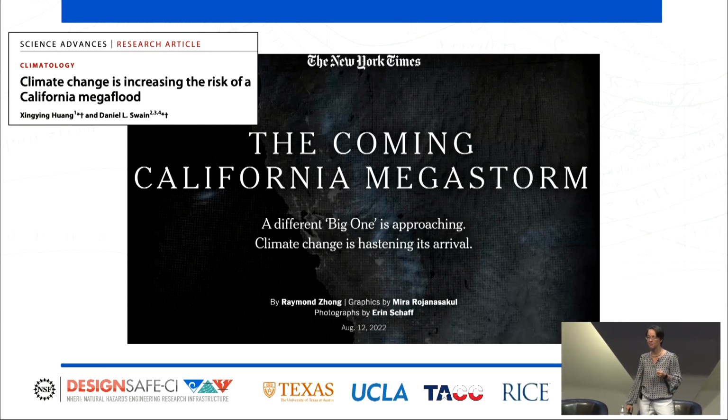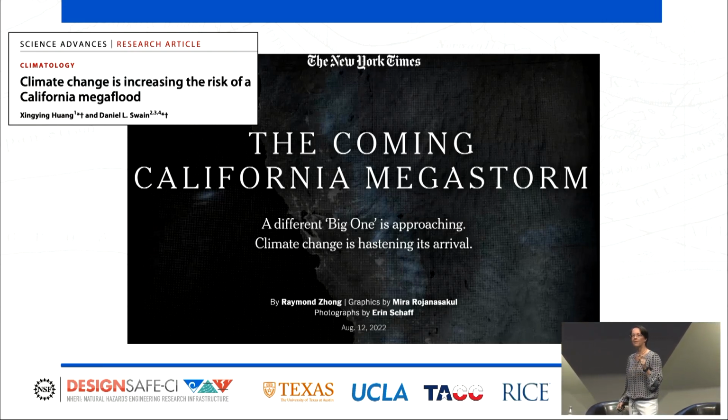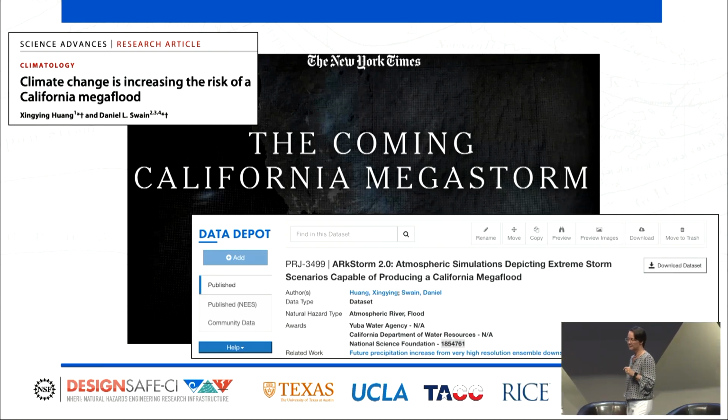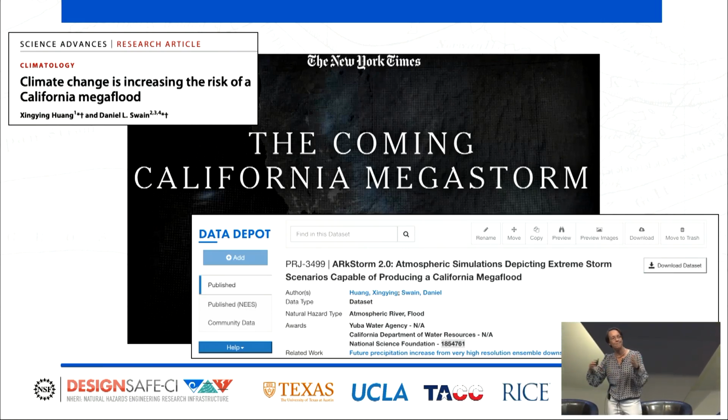Not surprising, the New York Times will often highlight something written in Science. So climate change is increasing the risk of a California megaflood, researchers at UCLA. And then we dug a little deeper into the citations and the references for that paper, and it points to a data set in DesignSafe. It's a data set from ArcStorm 2.0, so these are atmospheric simulations of rainfall across the entire state of California. And they had the forethought to think others may want to use this. Those who study landslides, flooding, under these new hazard scenarios now have the data at their fingertips, I'll say it again, at their fingertips, so that they can then look at what the impact of these megafloods would be in the future.